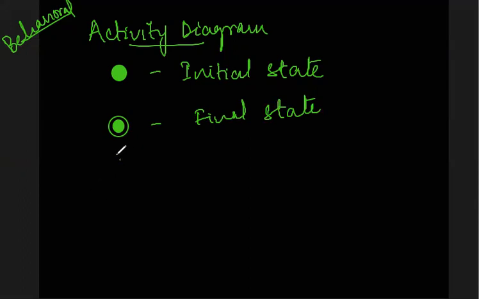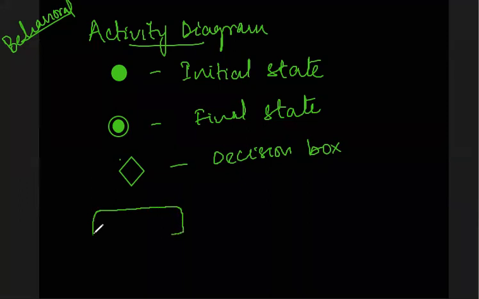Then you're going to have decision boxes. Then you're going to have an activity. This activity is going to be a rectangle, but with rounded corners. This is called an activity. So these are the 4 different elements of your activity diagram.